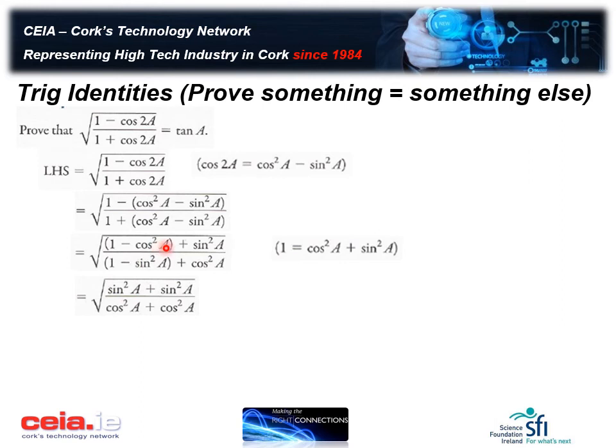So instead of this, I get sine squared a. And similarly below the line, instead of 1 minus sine squared a, I get cosine squared a. So now I have the square root of (sine squared a plus sine squared a) all over (cosine squared a plus cosine squared a). That's very simply equal to 2 sine squared a over 2 cosine squared a, and of course the 2's cancel. And tan is equal to sine over cosine, so we can say that this is equal to root tan squared a. And root tan squared a is simply tan a, which is equal to the right-hand side, which is what we were asked to prove. Okay, so what can we say about that?